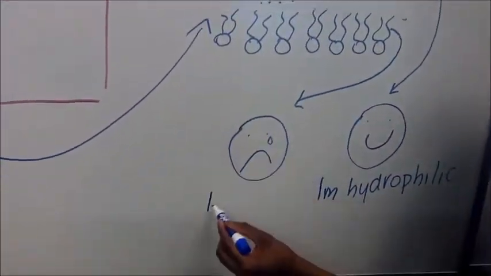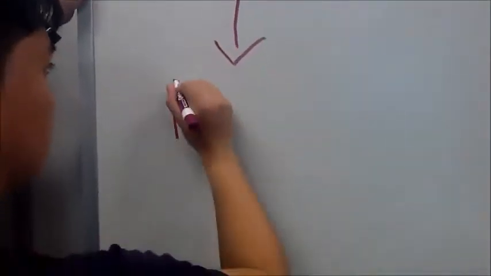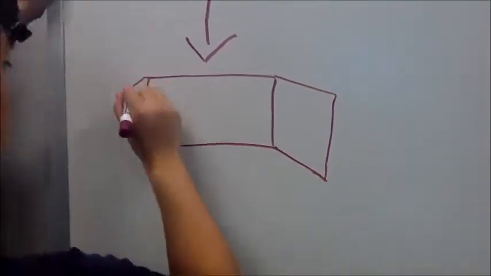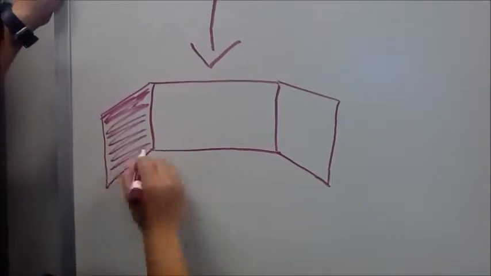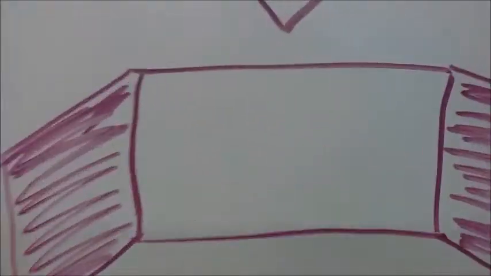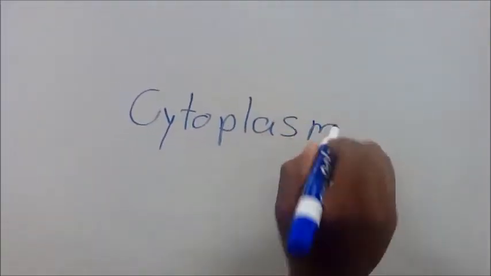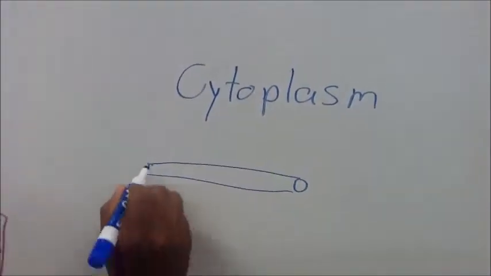The phospholipid bilayer allows small particles to get through. It's made up of a hydrophilic head and a hydrophobic tail. Now, let's go to the ground floor of the cell, where most of the activity occurs. Welcome to the cytoplasm.